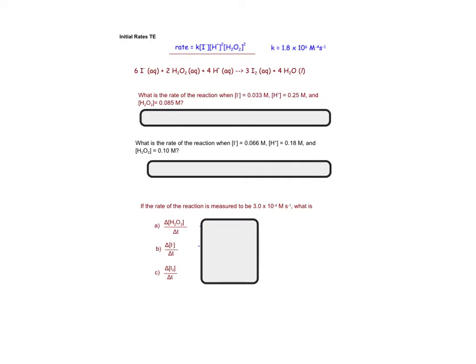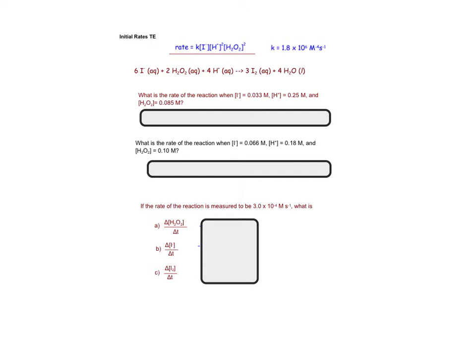We figured out that the rate law for iodide plus hydrogen peroxide plus hydrogen ions is K times the iodide to the first power, hydrogen ion to the second power, hydrogen peroxide to the second power. We also calculated K as 1.8 times 10 to the 6 molarity to the negative fourth, seconds to the negative one. So use that information, pause the video for a minute, and try to answer these three questions.